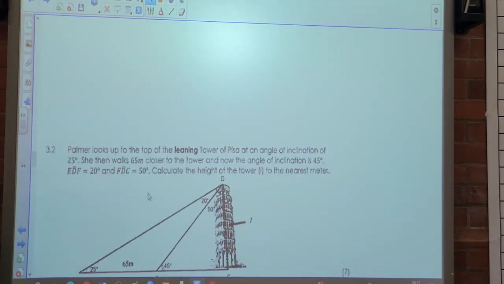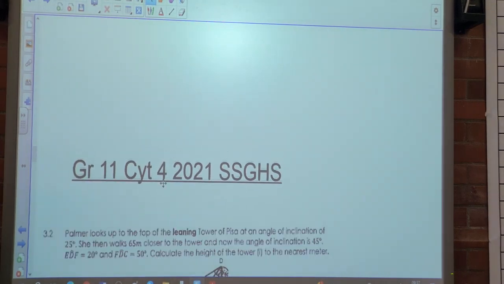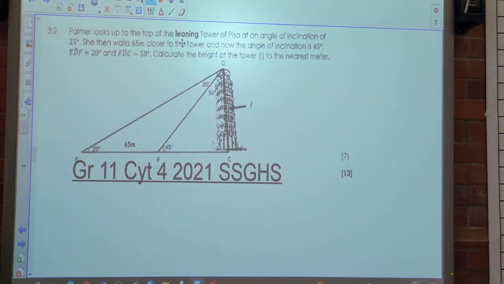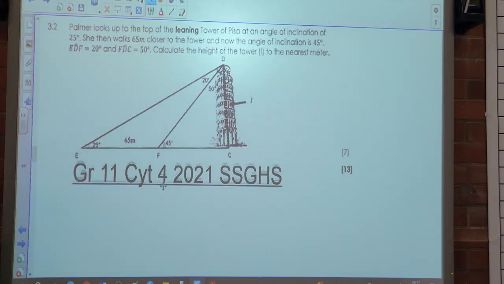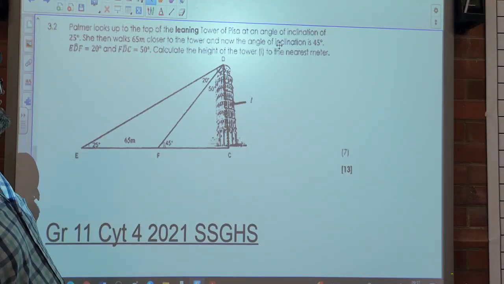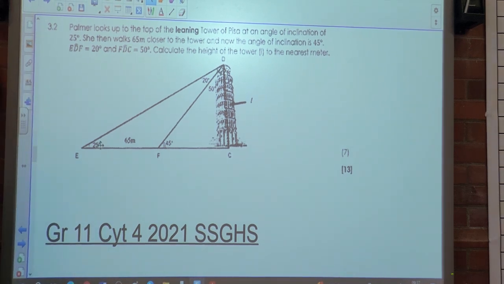The next question says, okay, something different. Palmer looks up to the top of the Leaning Tower of Pisa at an angle of inclination of 25 degrees. Then she walks 65 meters closer to the tower, and now the angle of inclination is 45 degrees. EDF, this angle here is 20 degrees, and FDC is 50 degrees. Calculate the height of the tower to the nearest meter.